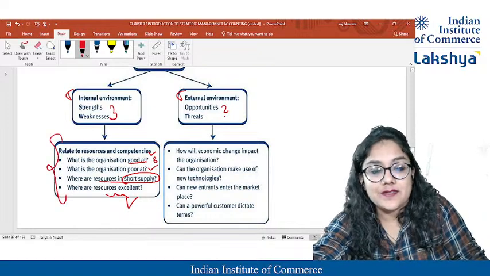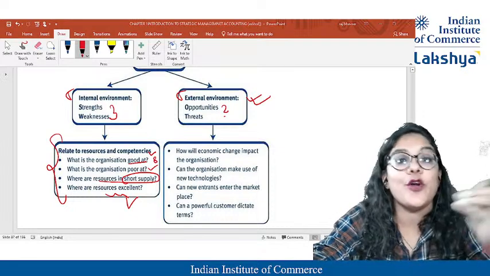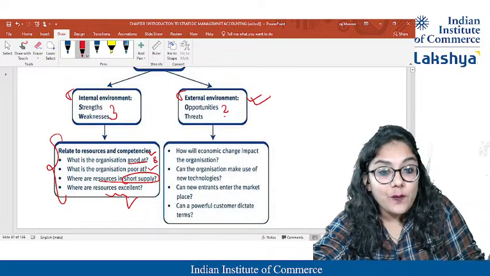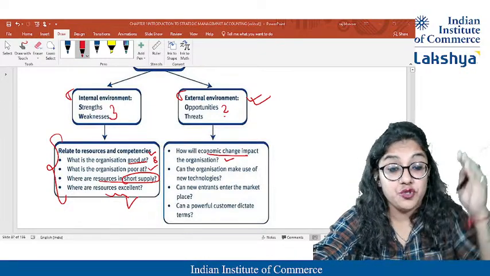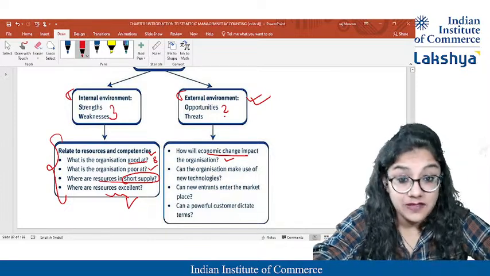Analyzing the strengths and weaknesses helps me to go ahead and externally find out the opportunities and threats. So what are opportunities? For example, how will the economic change impact the organization? I got to know that in the market there is a huge recession. People will not buy my things. Maybe that is a negative thing.